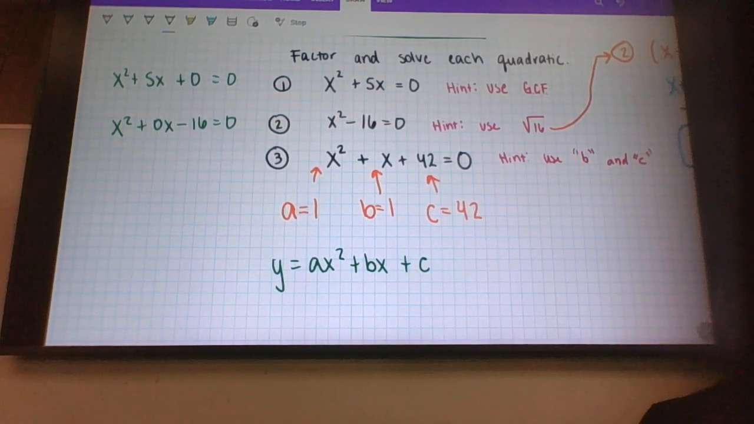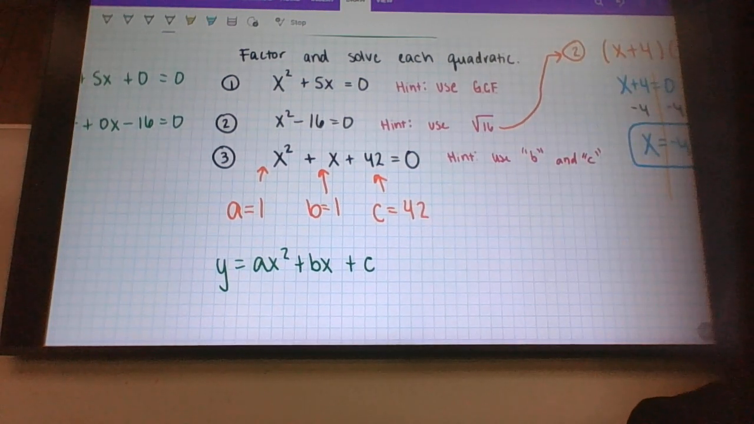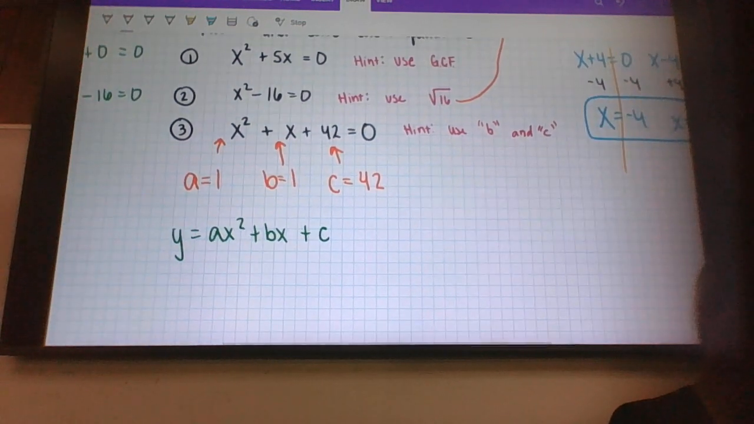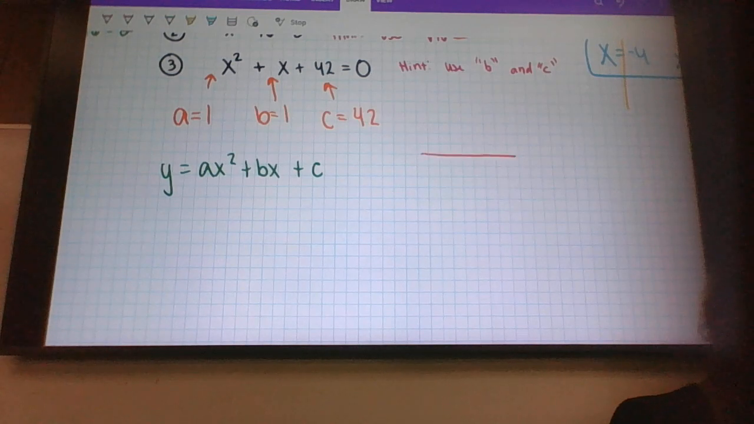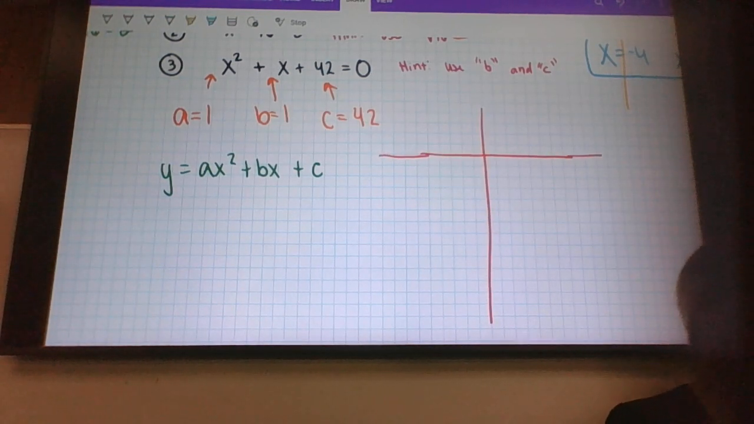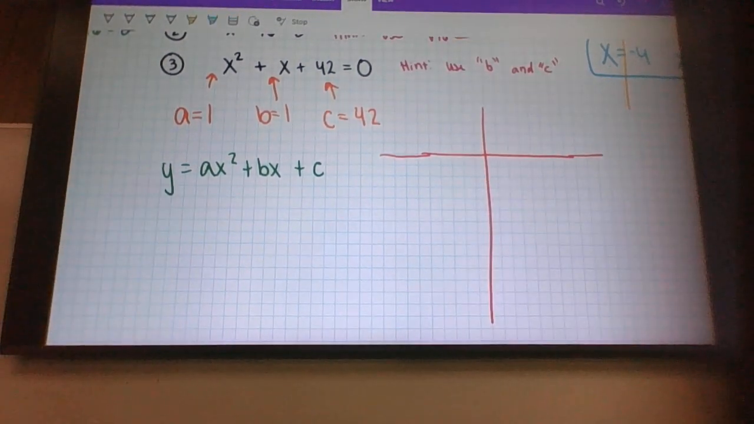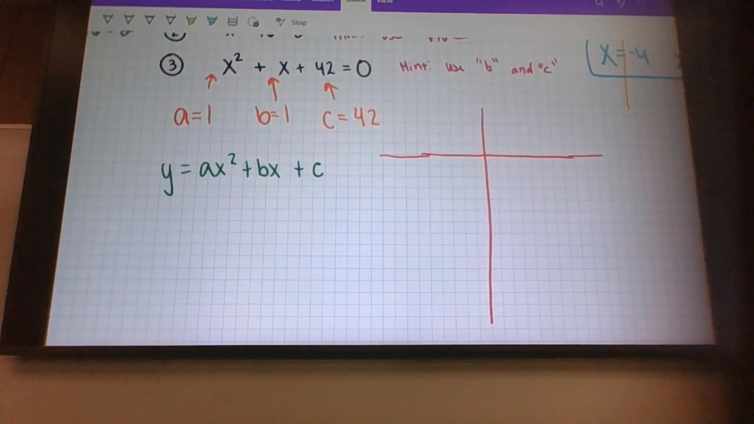All right, so going back to factoring, does anybody remember how to do this one? Using B and C to come up with factors? I want to make a little table of ideas. Does anybody have the numbers done? Anybody know what B and C are?